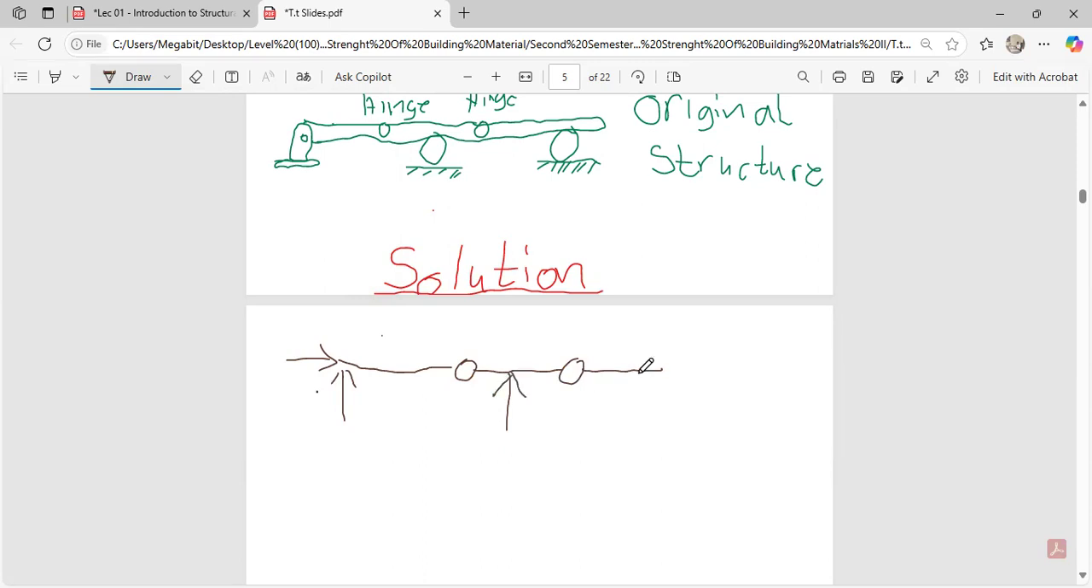And in the free body diagram, you don't draw the support again. You just represent the support by the reaction. And this is our free body diagram.